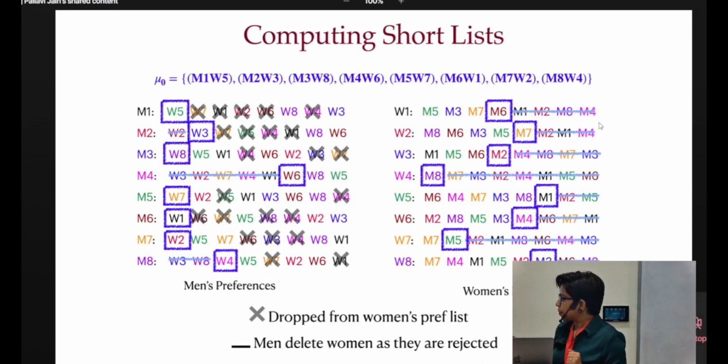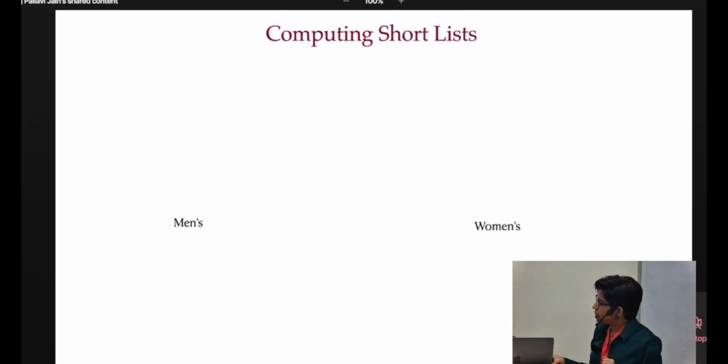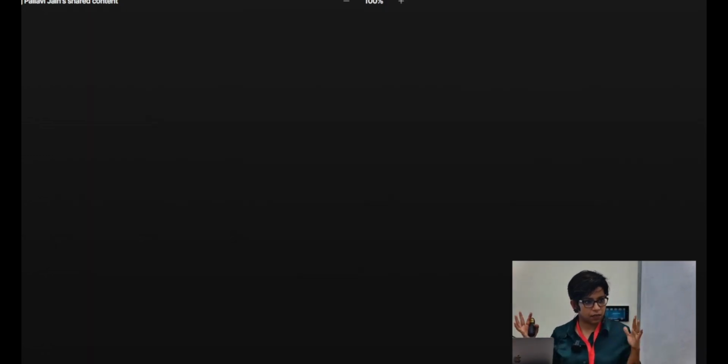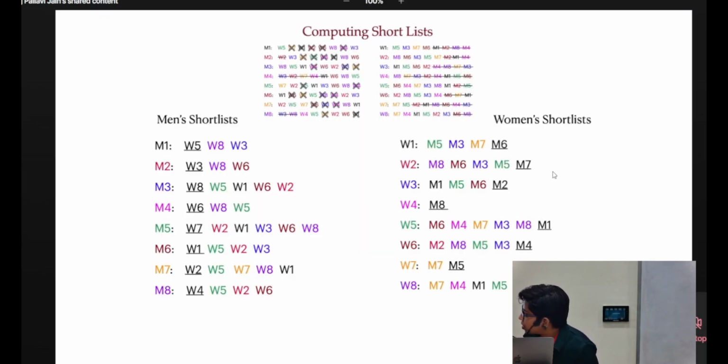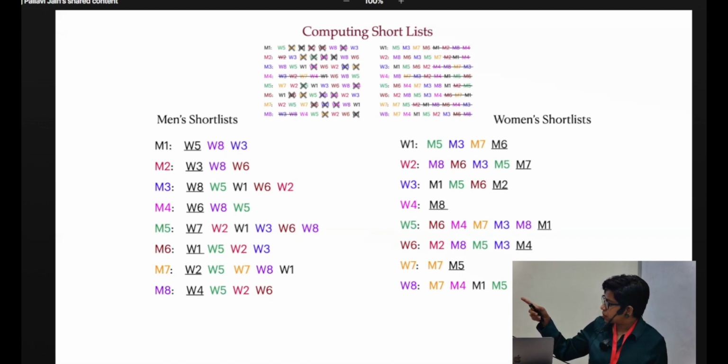So ultimately what happens is we get a preference profile which is much smaller. Nobody still has all of the partners. Everybody's preference list has dropped from 8 to 6. No one's bigger than M5 and W5. And the underlined individuals are the current match partners.